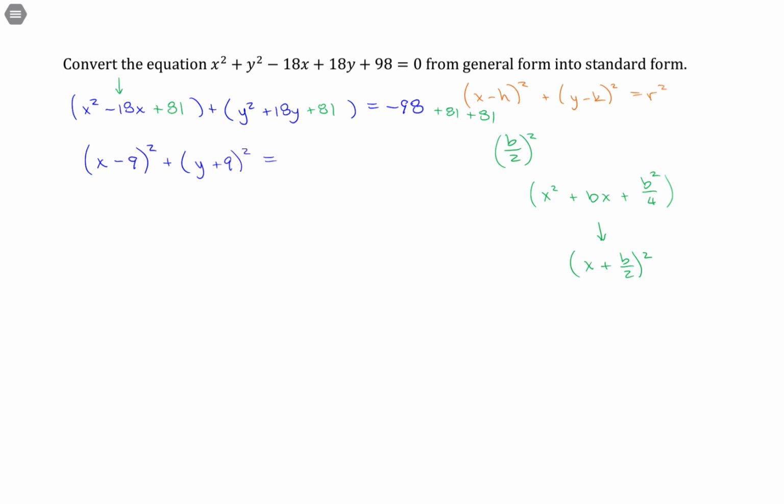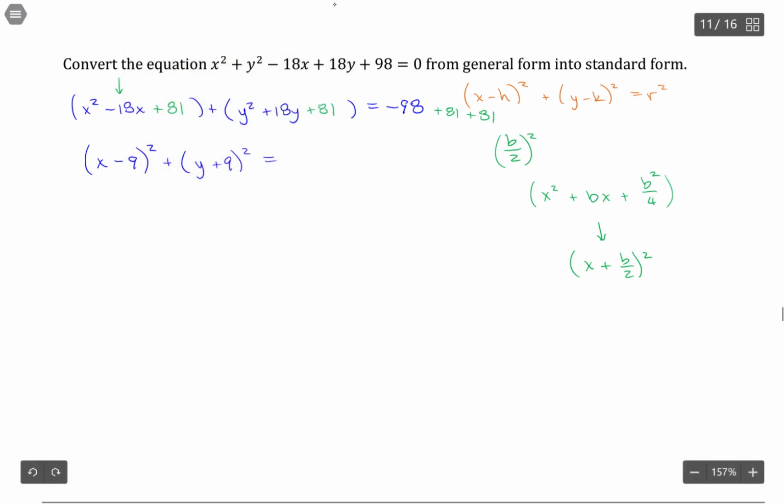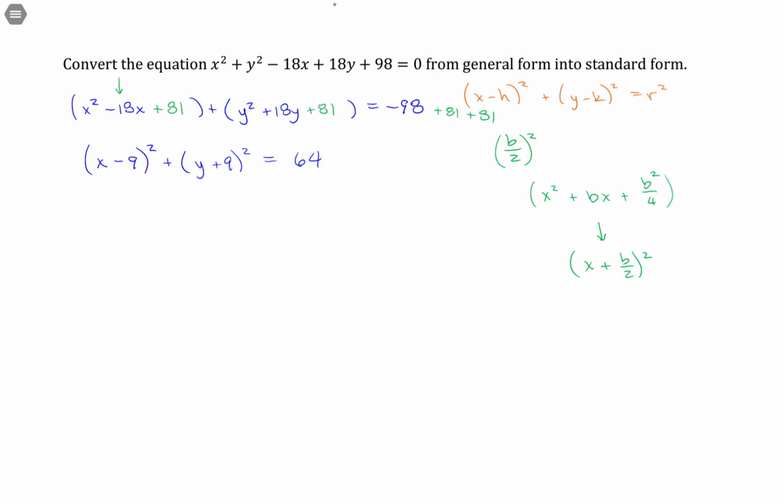And then we have to add these values together here, and it might be useful just to use my calculator in this case so that I don't make an arithmetic error. So negative 98 plus 81 plus another 81 gives me 64. So that adds up to 64, and that is now in standard form.